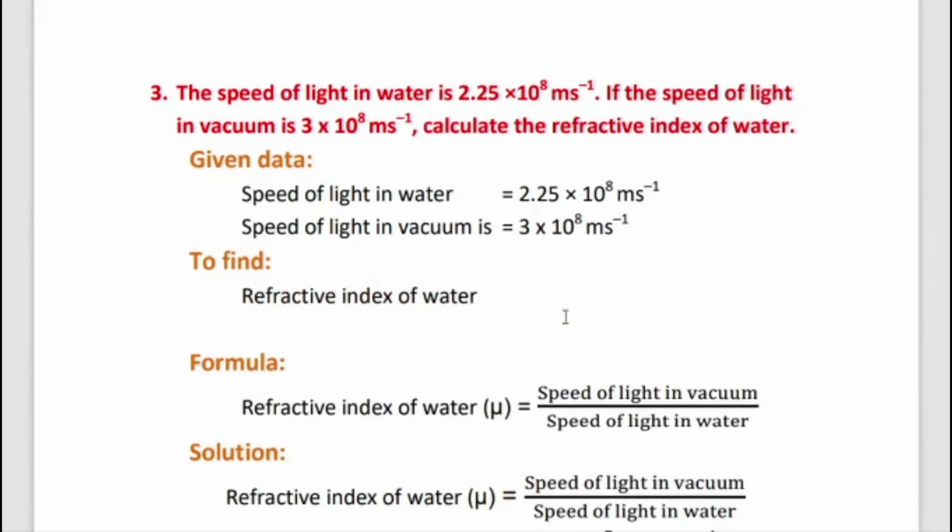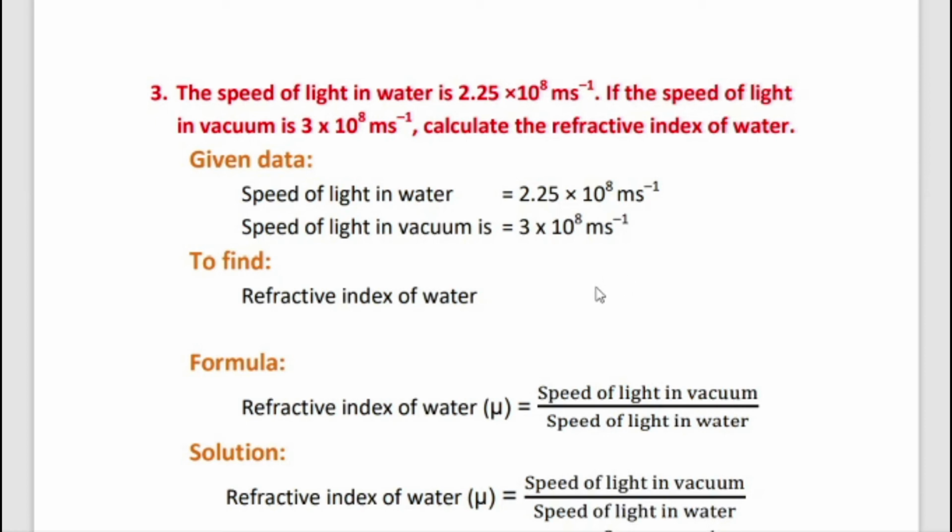Then third problem, page number 78. The speed of light in water is 2.25 into 10 power 8 ms power minus 1. If the speed of light in vacuum is 3 into 10 power 8 ms power minus 1, calculate the refractive index of water. So first write the given data. Speed of light in water is given, 2.25 into 10 power 8 ms power minus 1. Speed of light in vacuum is given, 3 into 10 power 8 ms power minus 1. So we calculate the refractive index of water.